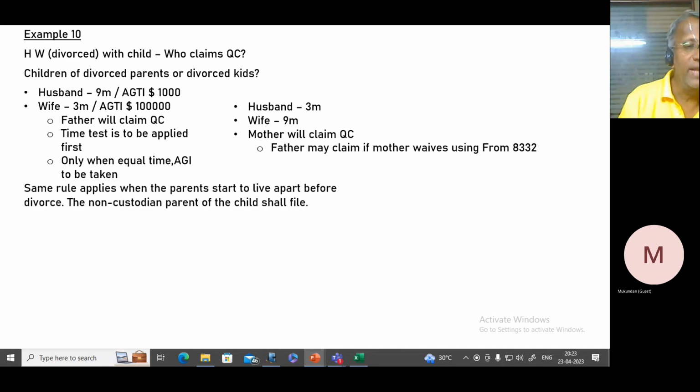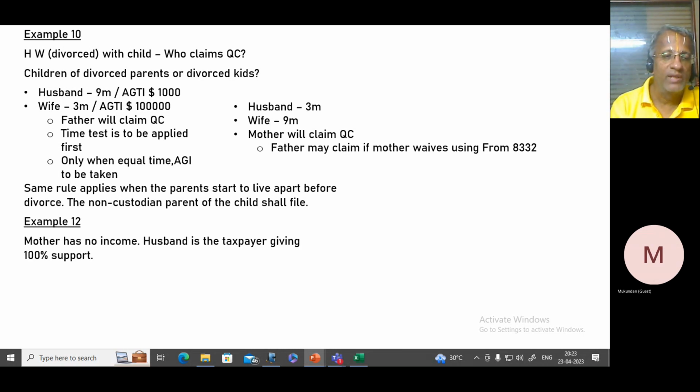Then the same rule applies when the parents start to live apart before divorce. The non-custodial parent of the child shall file this particular form. Are you understanding? You are not expected to wait for the divorce to be decreed by the court of law. When they start living apart, from that time onwards, this qualifying child sharing can be done between them.